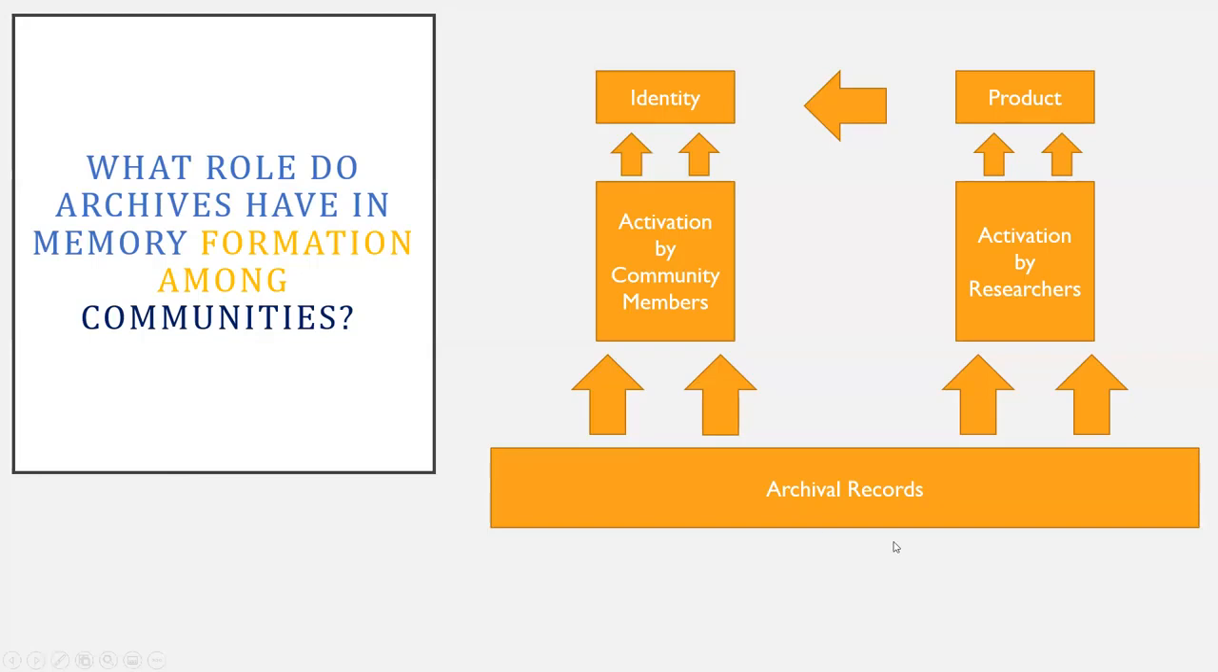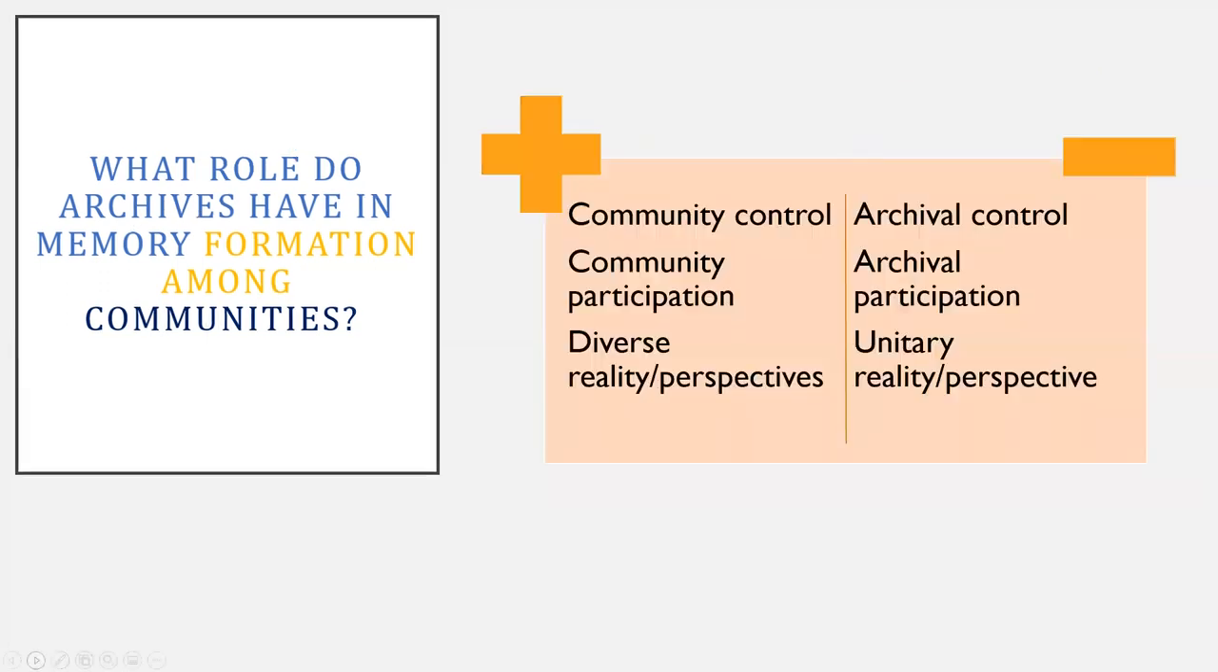So you could really argue that having decisions surrounding archival records that do support the well-being of the community and do support the formation of positive, affirming and supportive memories by community members is the ethical thing to do, and is one that can go a long way towards helping counterbalance some of the systemic inequalities and marginalization that community members have experienced in the past. So again, this idea that positive memory formation can be facilitated by things like community control of records, community participation, and the diverse reality and perspectives that extend from community control and community participation.